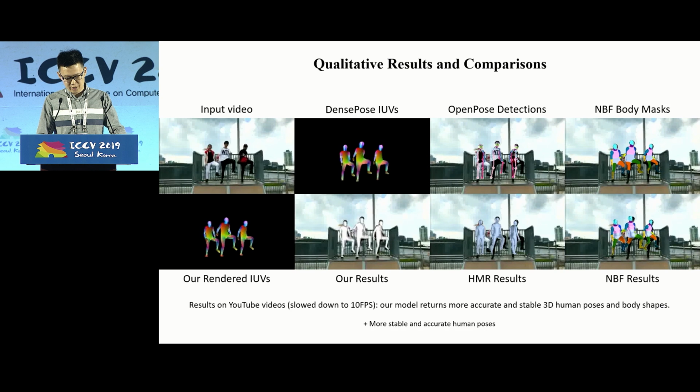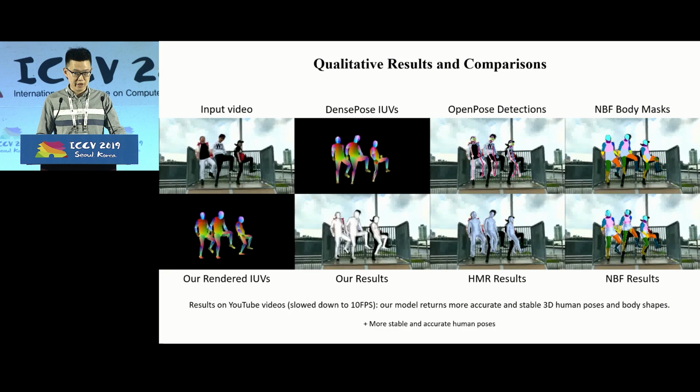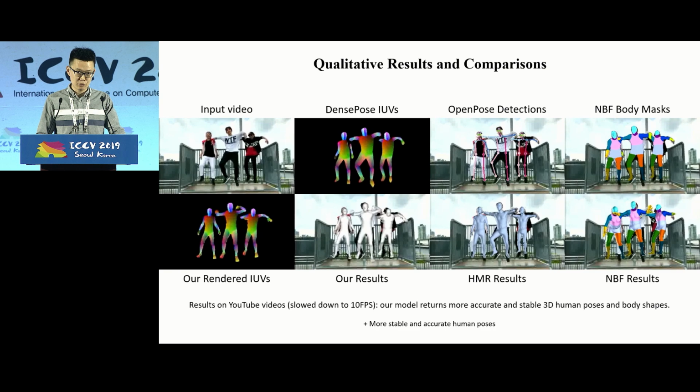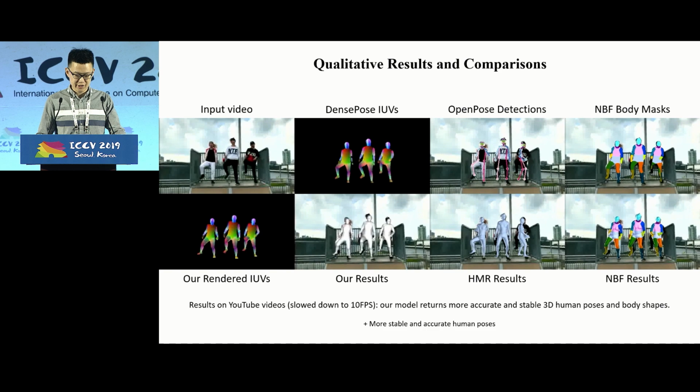So here are some more qualitative results on videos. Notice that for all the methods, we only do the 3D body estimation per frame. We do not add any temporal or post-processing on the results. And as you can see, our result is more stable compared with other methods.